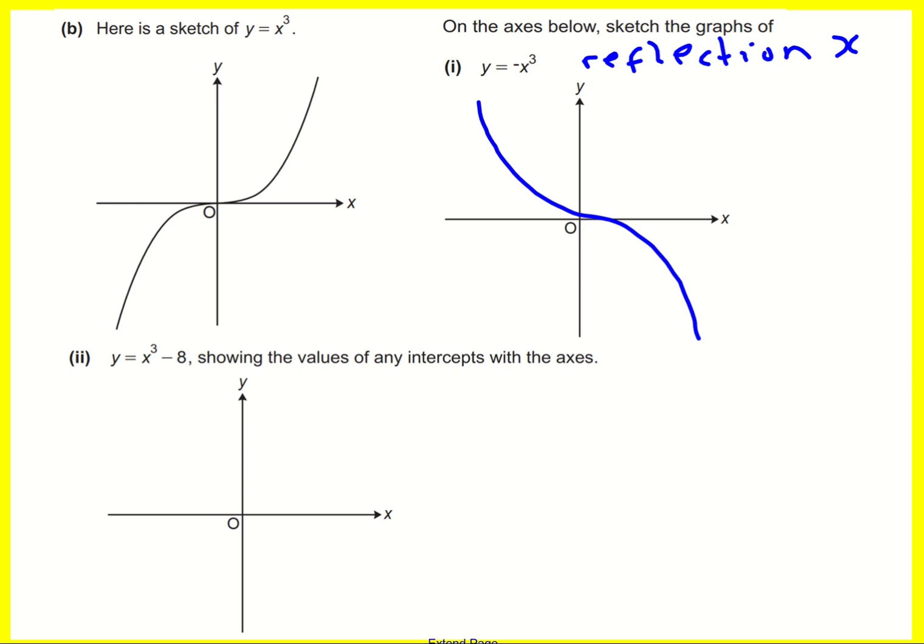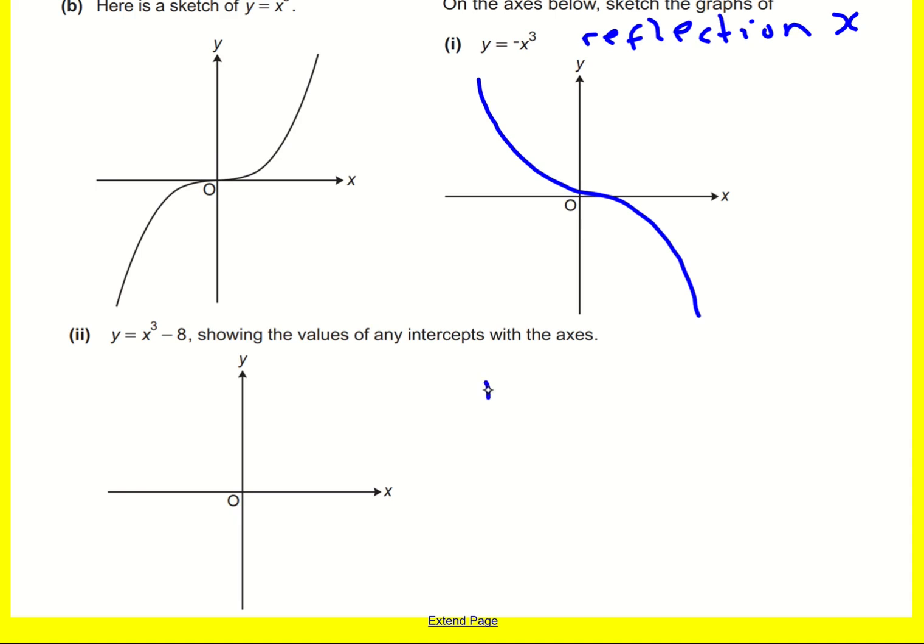And then x cubed minus 8, this is actually a translation by minus 8 in the y direction. And so everything just moves down. All my points, whatever the x value was, all my points move down by 8. So it's going to look a bit like this.